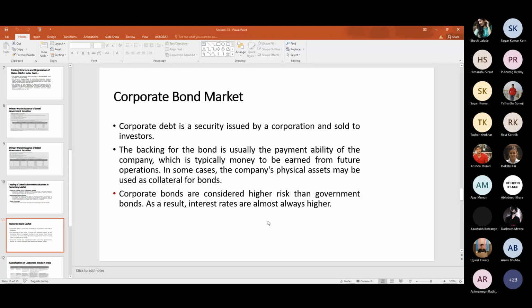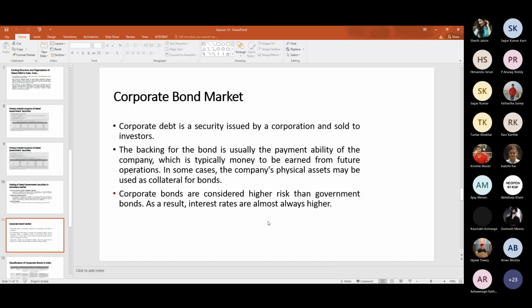Okay. The other segment is the corporate bond market. Here the bonds are basically issued by the companies. Generally the corporate bonds are considered higher risk than the government bonds. So that's why the interest rate or coupons you get from the corporate bonds will be relatively higher than the interest rates or the returns you get from the dated securities.